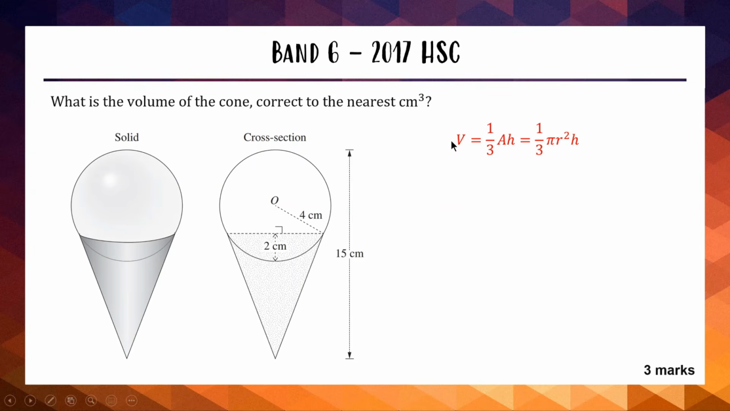So we need to find two things to find the volume of our cone. We need the radius of the cone and we need the height. So I'm going to mark these with red lines. There's our height and there is our radius. Okay, so let's try and figure these two values out.